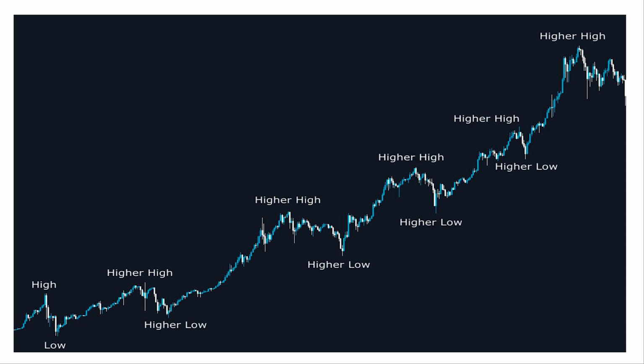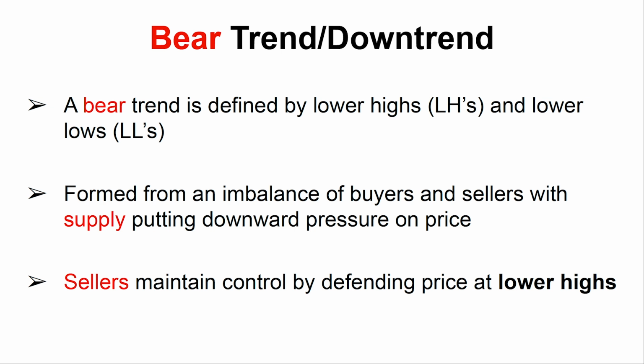Now, let's switch gears and identify the other type of trending market: downtrends. In its simplest form, downtrends, also known as bear trends, are illustrated by lower highs and lower lows. This is caused by an imbalance between sellers and buyers, with supply putting downward pressure on price and sellers maintaining control. Supply will continue to overpower demand until an exhaustion point is met.